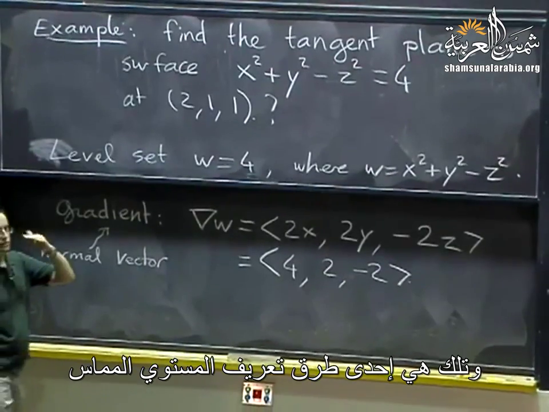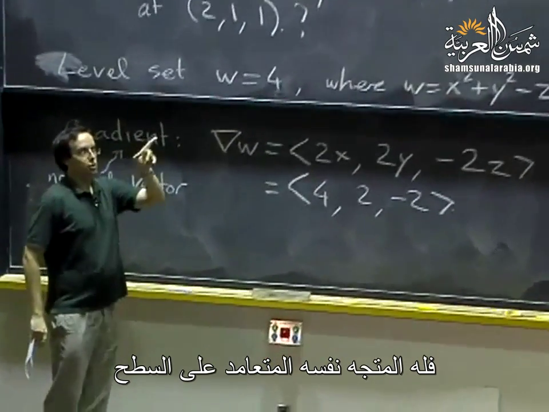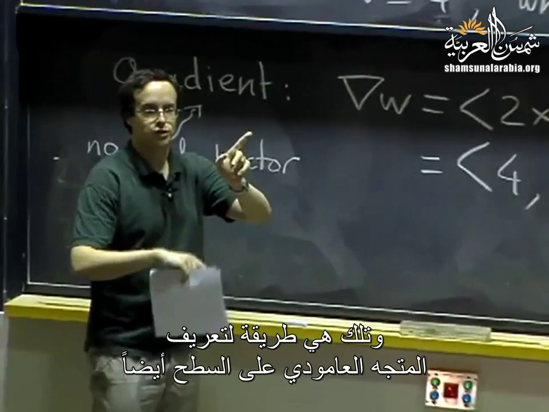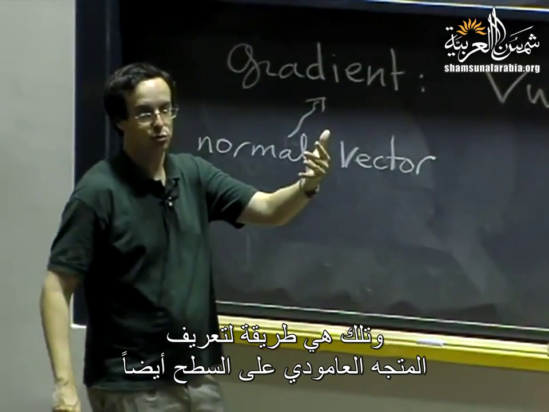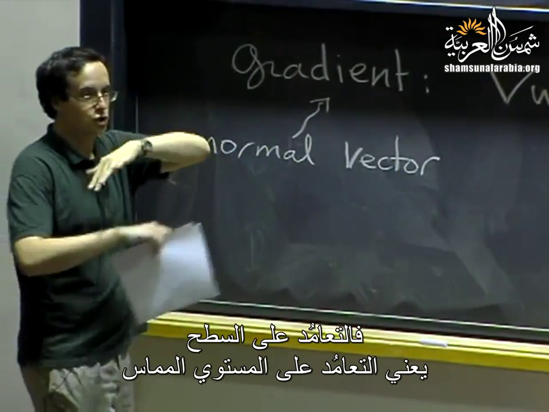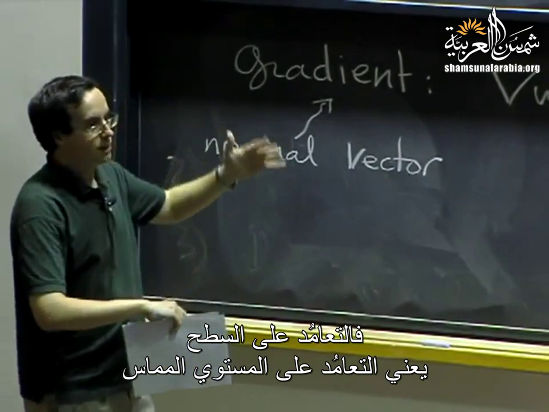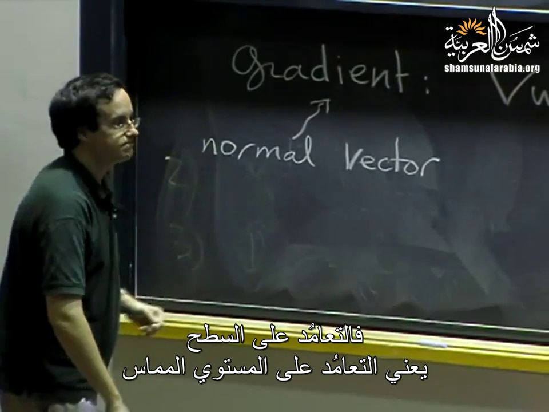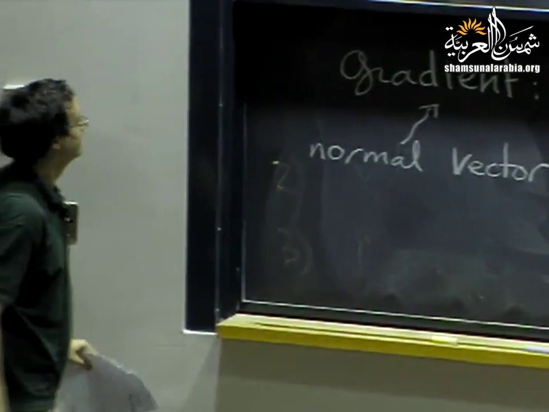And that's one way to define the tangent plane. It has the same normal vector as the surface. Or that's one way to define the normal vector to the surface, if you prefer. Being perpendicular to the surface means that you're perpendicular to its tangent plane.